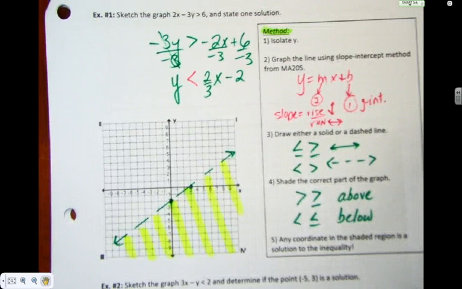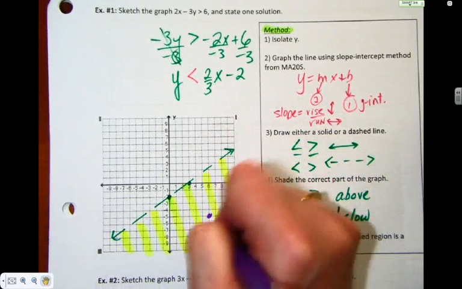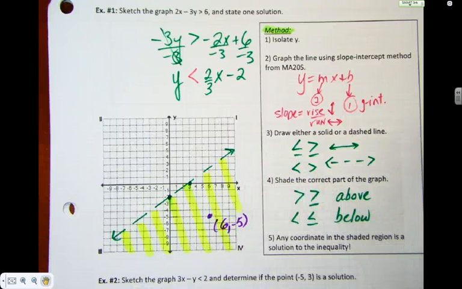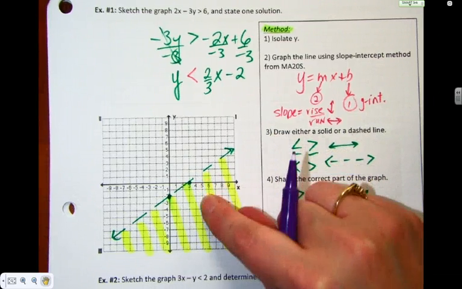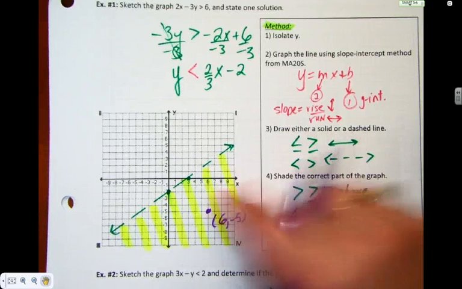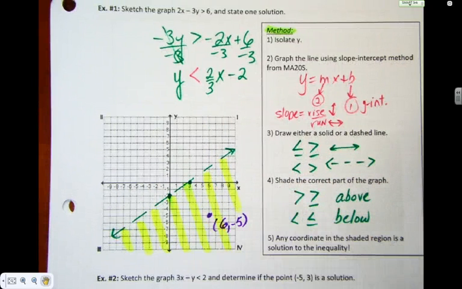The second part of the example says state one solution. Pick any point in that shaded region and write it down. So I'm going to pick, I don't know, 6, -5. Give me another point in the solution. So 2, -2, yes. Give me another one. 5, -2, yes. Give me another one. -8 and 3. 3, -8, yes. Give me another one.